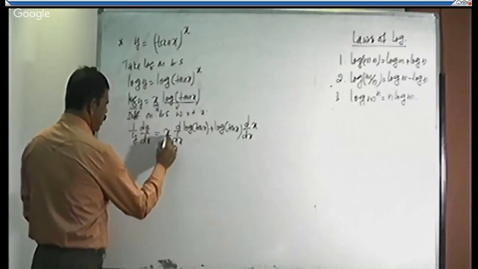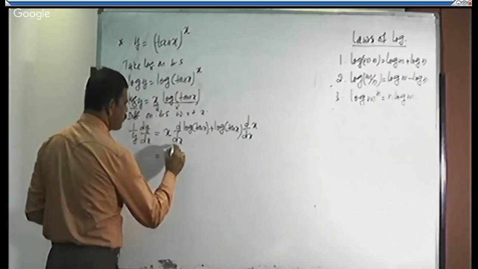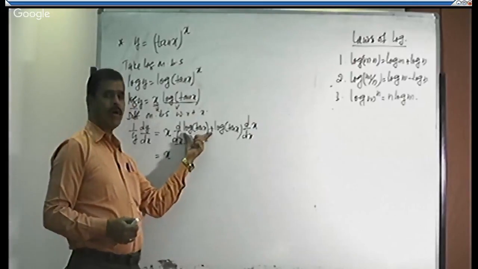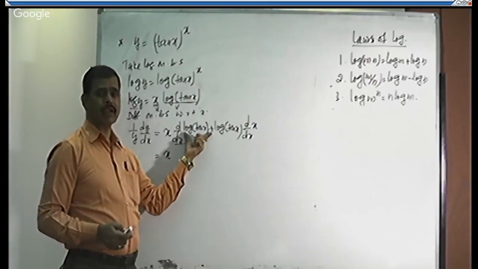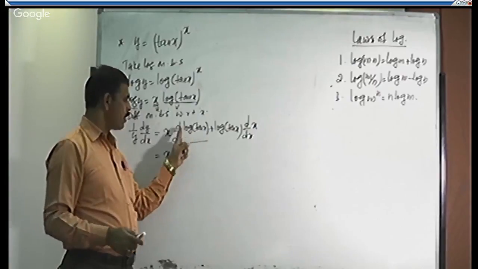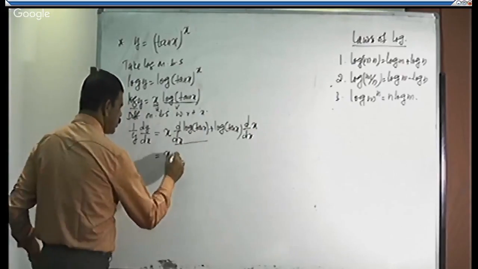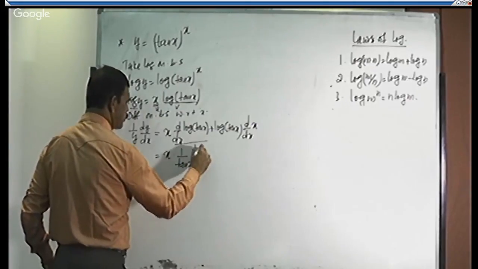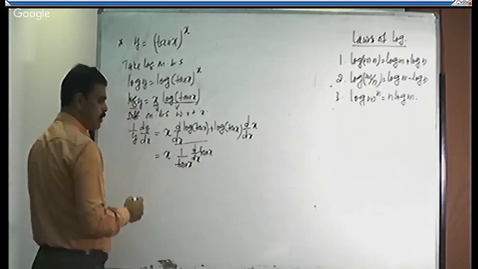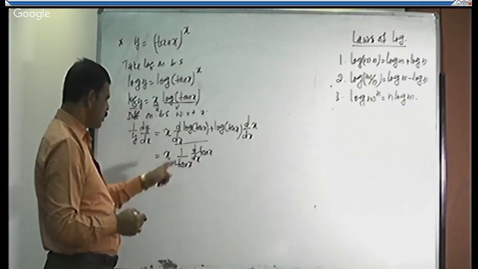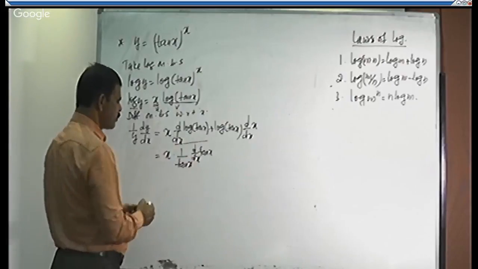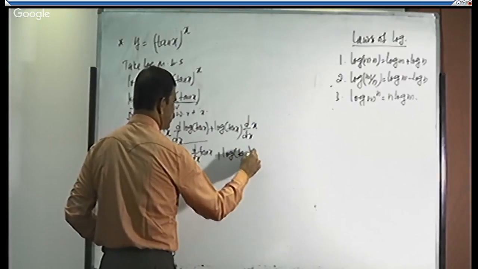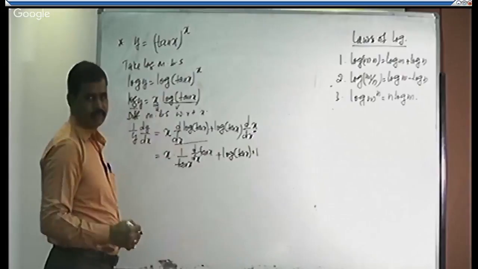See the right side, x into... we have to keep x as it is. Differentiation of this function: how is it? The function is of what type? Log of tan x. Chain rule. For log x, it is 1 by x. For log function, it is 1 by function into d by dx of function, plus log of tan x into differentiation of x, that is 1.